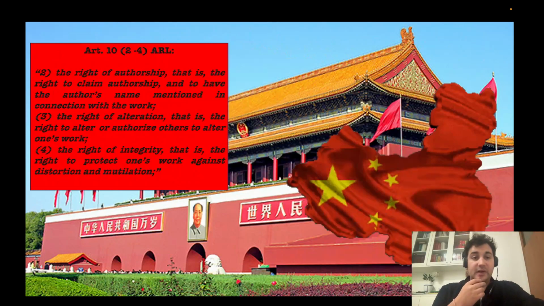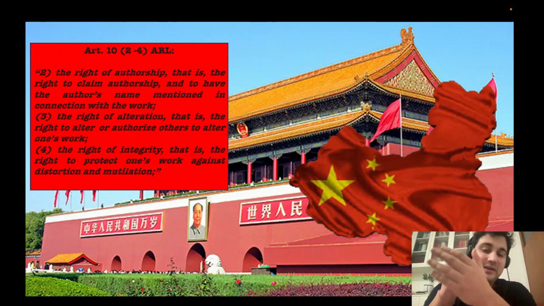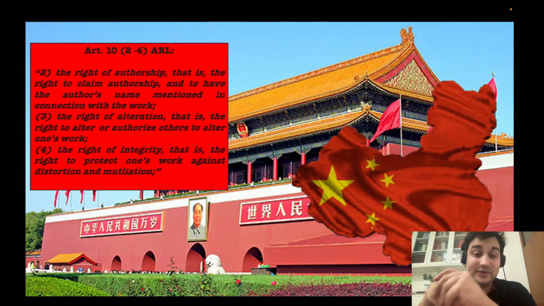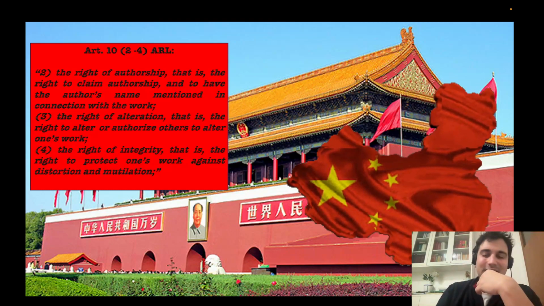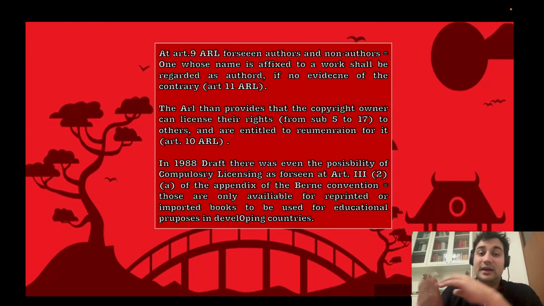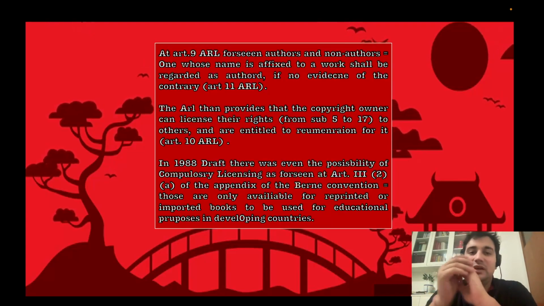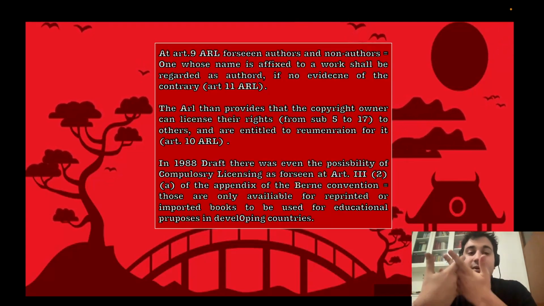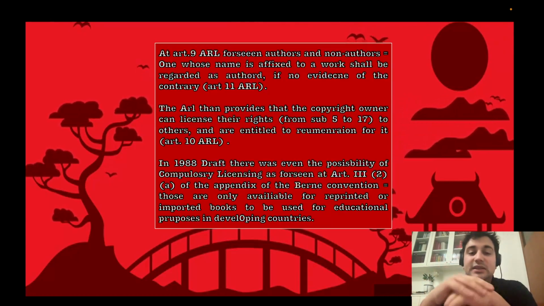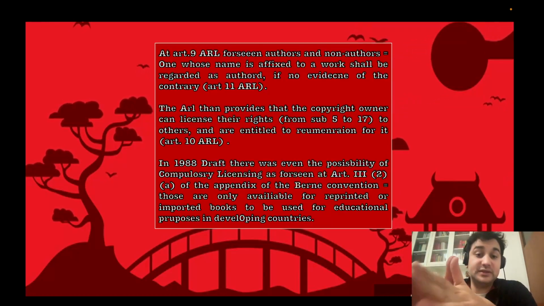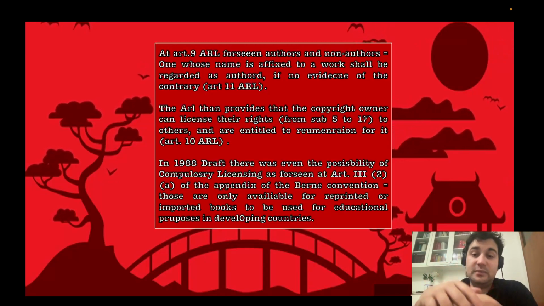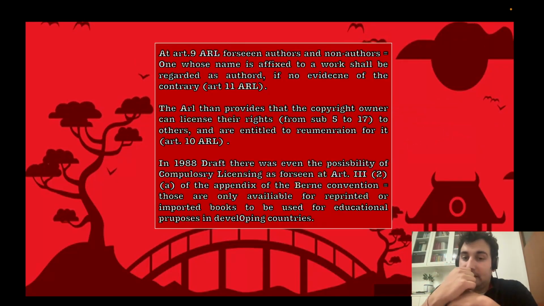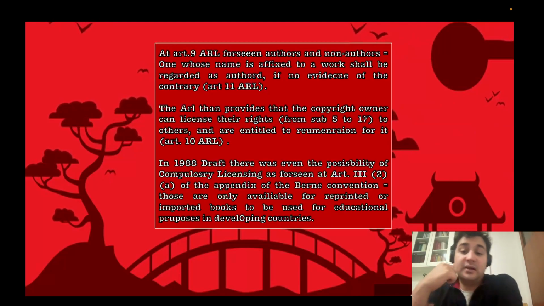Okay. Let's say instead China. Article 10 actually takes the moral rights, so you have the right of authorship, the right of alteration, and the right of integrity, defined immediately in the same article that defines even the other rights. And Article 9 then provides for authors and non-authors, with an author being one whose name is affixed to a work, who shall be regarded as an author if there is no evidence to the contrary. There could be a license of the rights under Article 10, and there will need to be even remuneration for it.